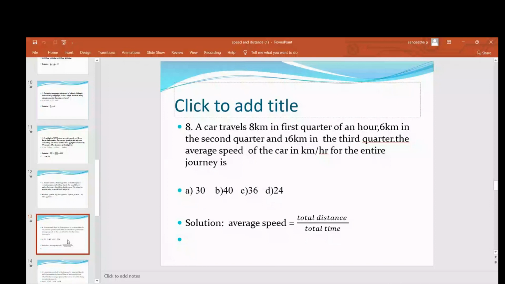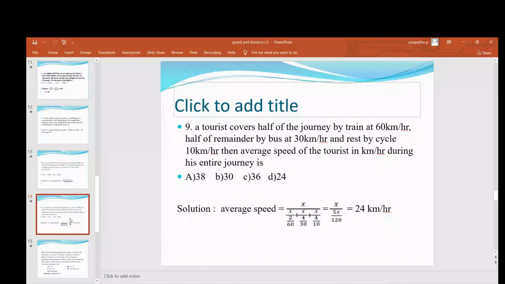The same model problem will be discussed here also. A tourist covers half of the journey by train at 60 km per hour, half of the remainder by bus at 30 km per hour, and the rest by cycle at 10 km per hour. Then the average speed of the tourist in kilometers per hour during his entire journey is. So first you understand the problem clearly.